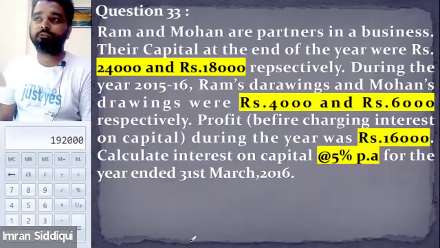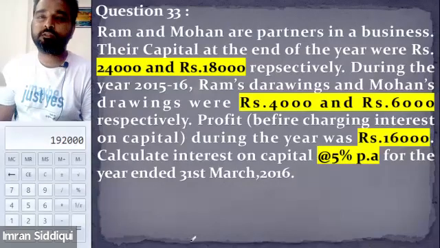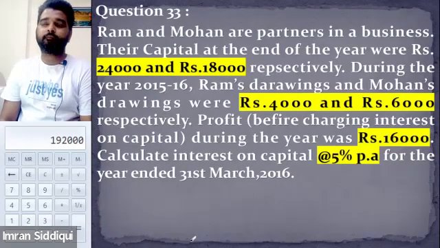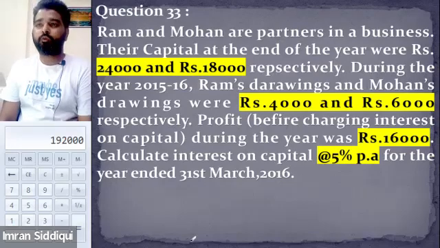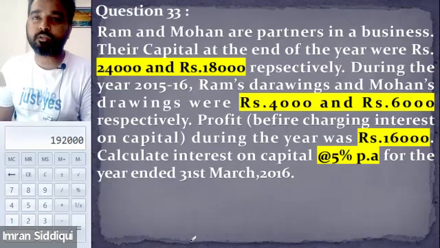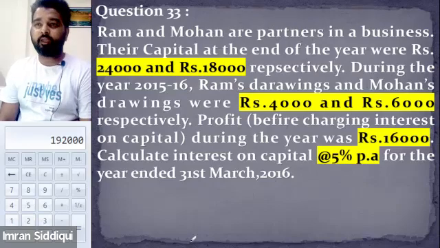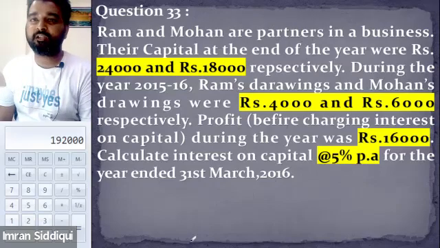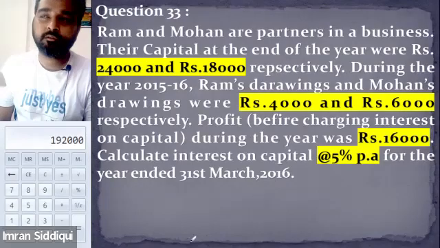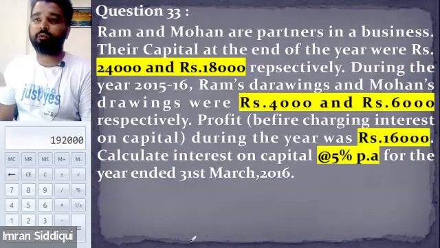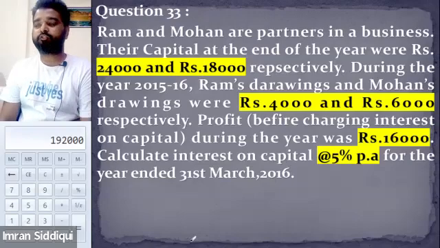Question is saying that during the year 2015-16, Ram's drawing and Mohan's drawing were 4,000 and 6,000 respectively. Okay, and their profit before charging interest on capital during the year was 16,000. Calculate interest on capital at 5% per annum for the year ended 31st of March.